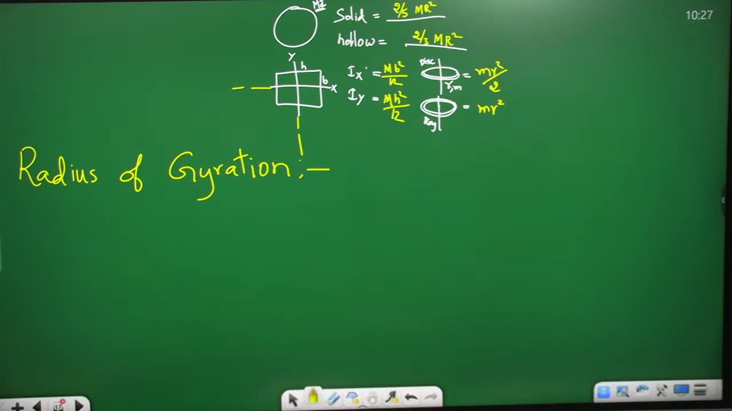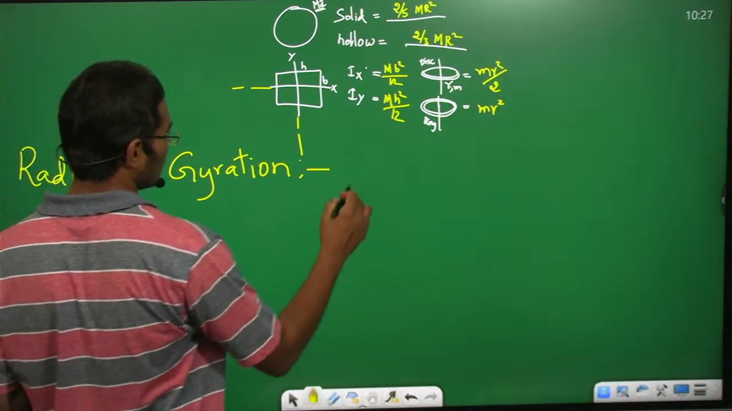So what do you mean by radius of gyration? So what is radius of gyration? What is the formula?